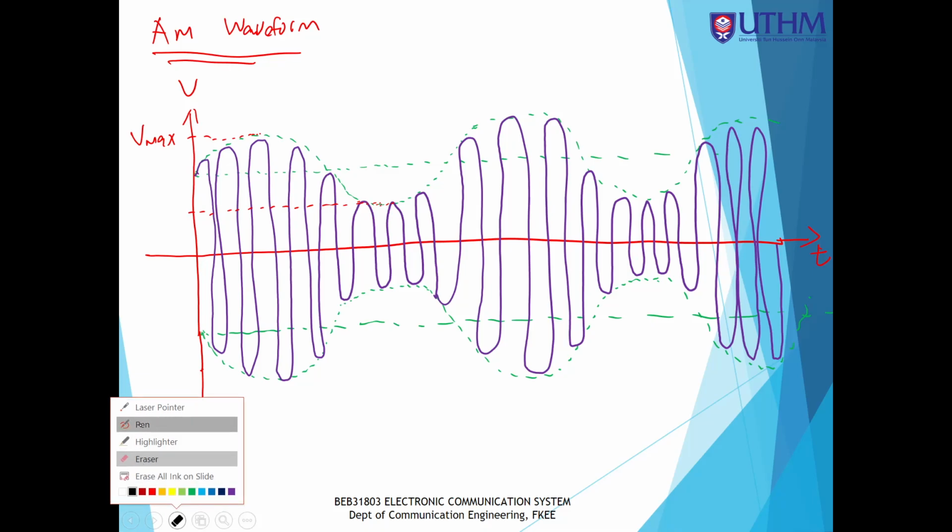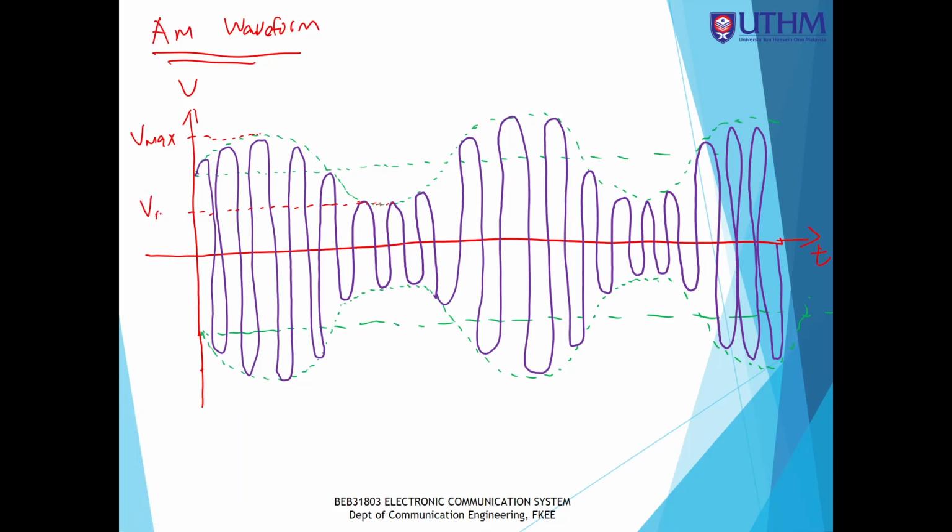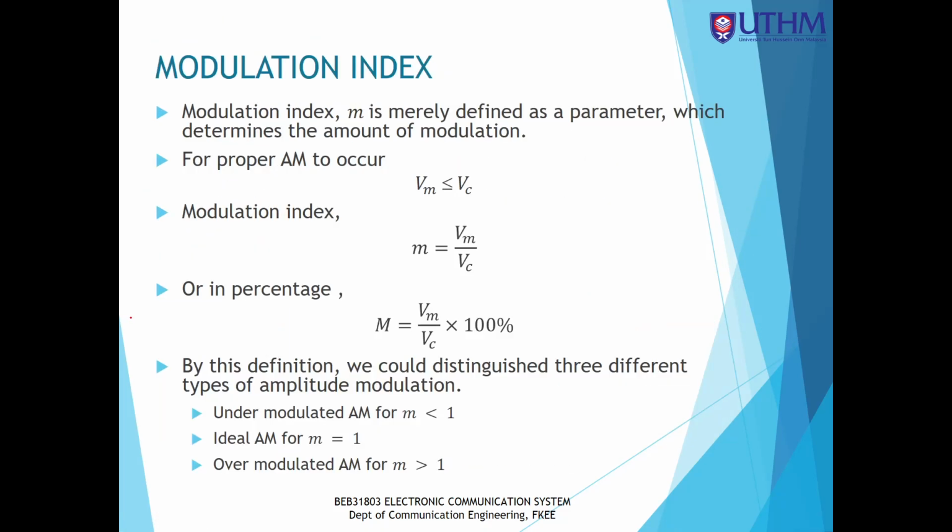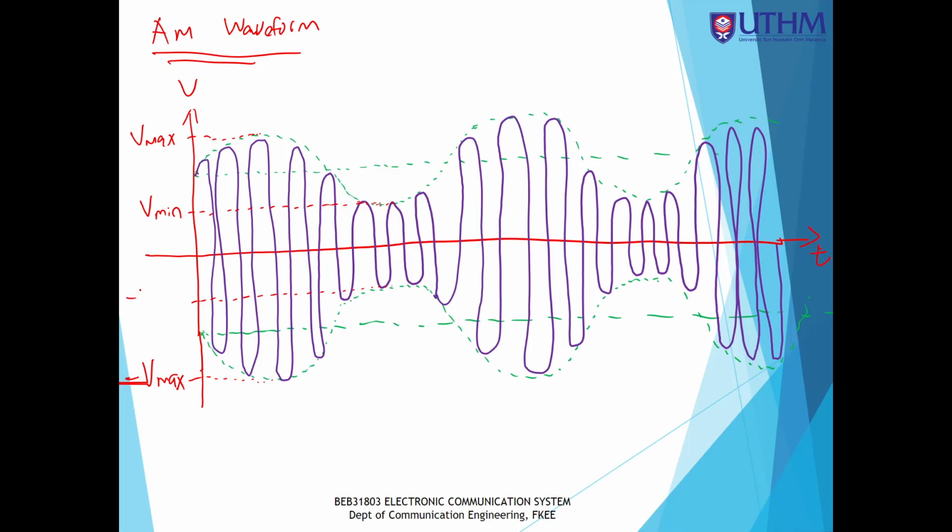V maximum and V minimum. Okay. Similar with this one is negative V max. And over here is V min, negative V min. Right? Negative V min. Okay.